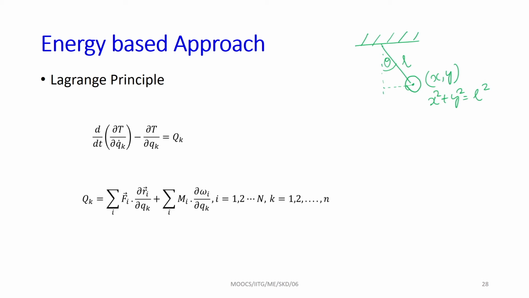That way one can write the position of the mass by using the generalized coordinate theta. The generalized coordinate is nothing but the minimum number of coordinates required to express the motion of a body. Here by using only theta, we can express the motion of the mass. So now you know the generalized coordinate. Here q_k with k equal to 1 is a single degree of freedom system.